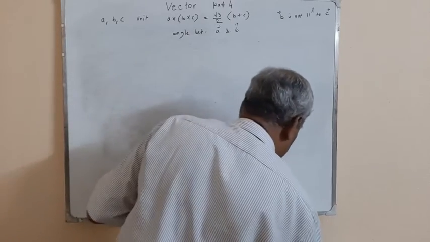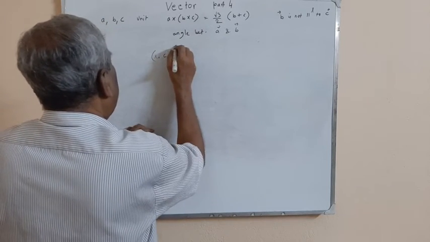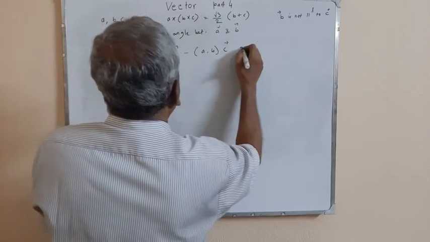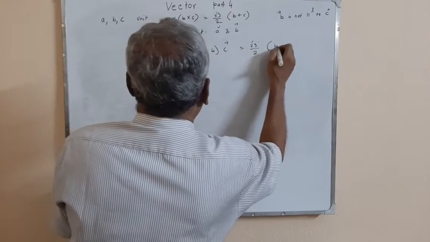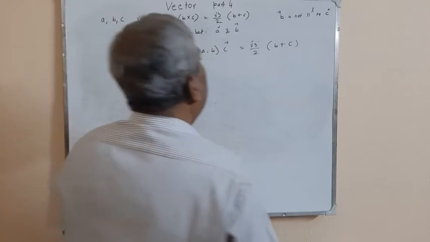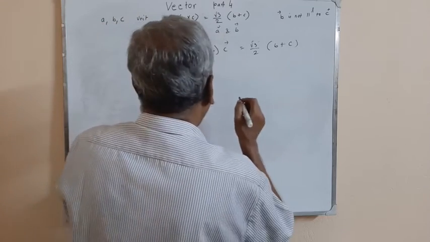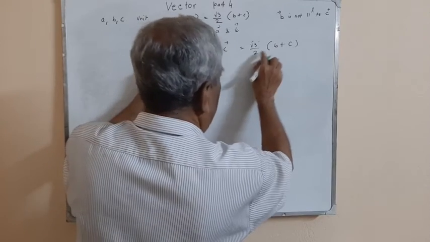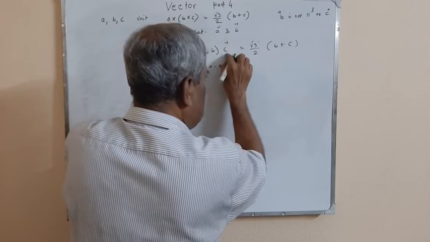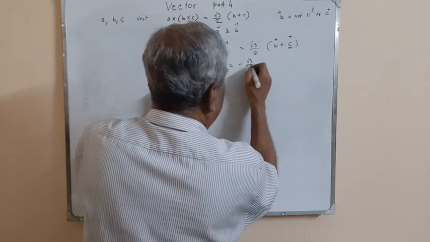It is equal to A dot C into B vector minus A dot B into C vector, and that is given as root 3 by 2 B plus C vector. All vectors, find that. Here we get one equation. Equating coefficients of vector B from both sides, A dot C is equal to root 3 by 2, and minus A dot B, the coefficient of C vector, is equal to minus root 3 by 2.